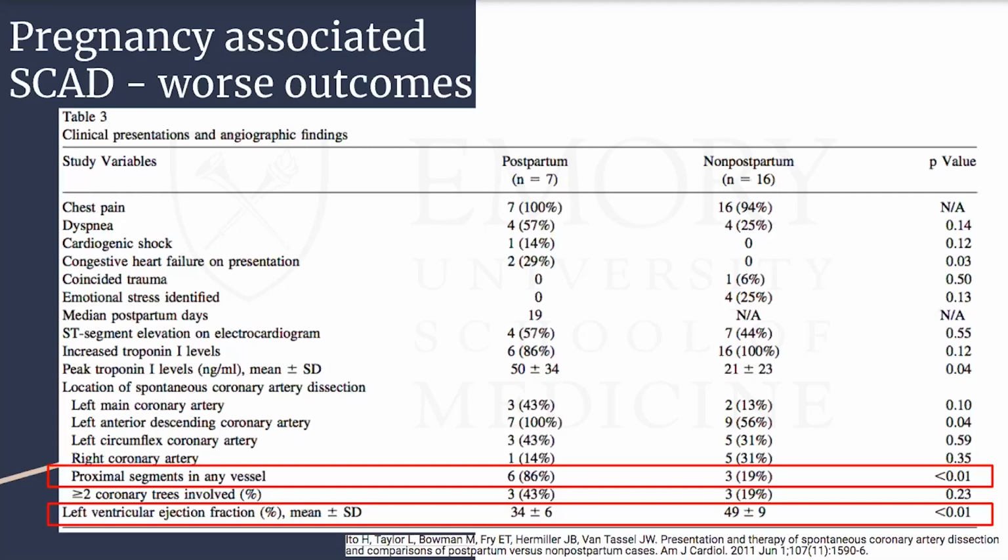Unfortunately, in terms of pregnancy-associated SCAD, it has been associated with worse outcomes for patients. This was a series of 23 women with SCAD, and the postpartum patients were found to have larger infarcts, more proximal artery dissections, and lower mean EF. Those patients with proximal artery dissections were about 86% of pregnancy-associated SCAD and 19% of non-pregnancy-associated SCAD.